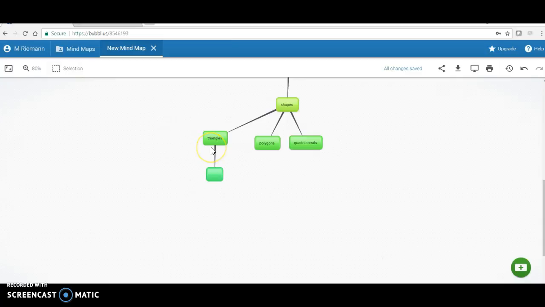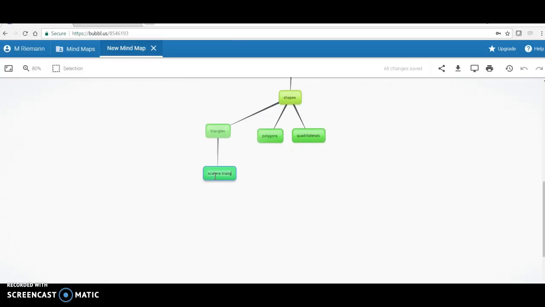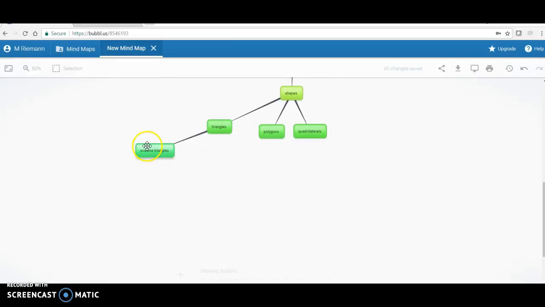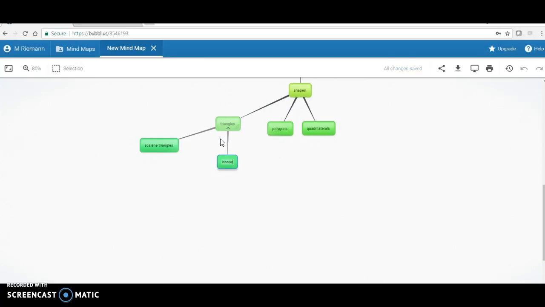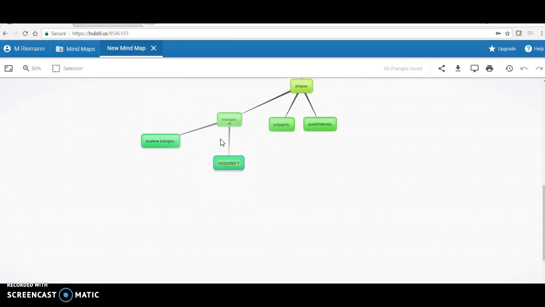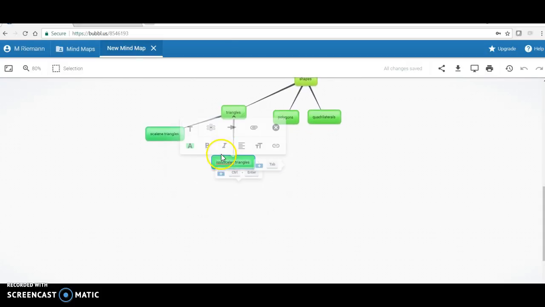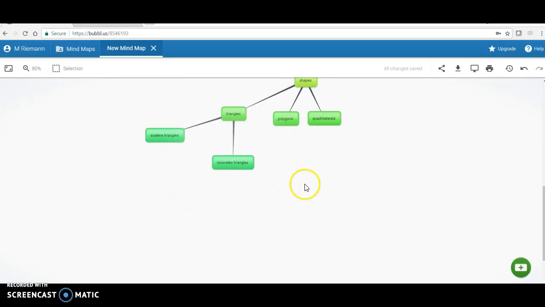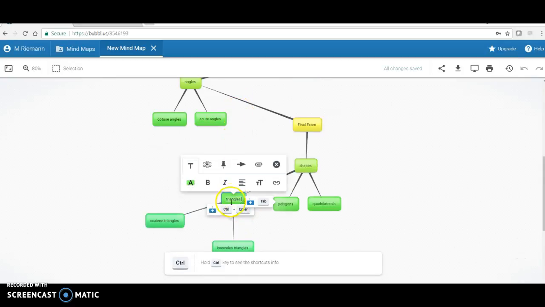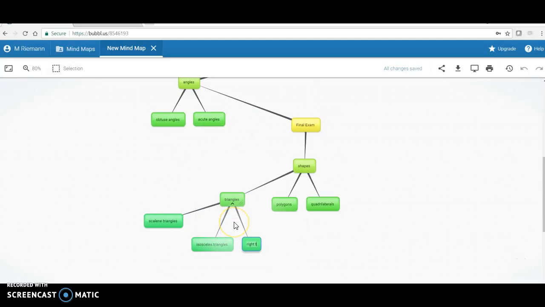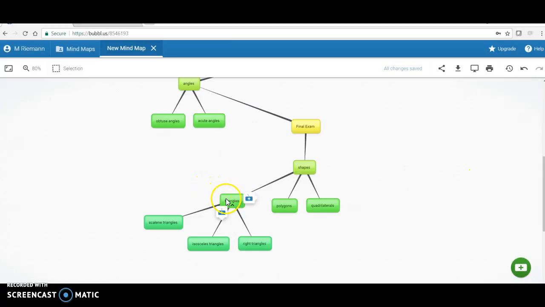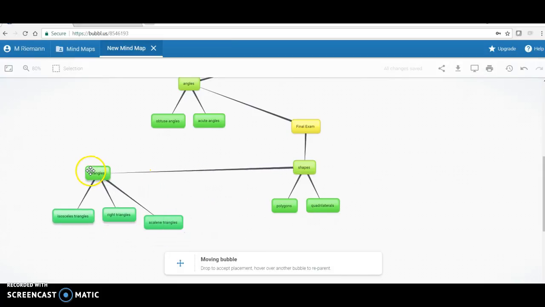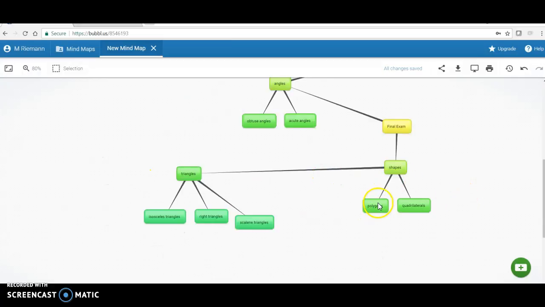So when we talked about triangles, we talked about scalene triangles, we talked about isosceles triangles, we talked about right triangles. Now I know that I'm going to have to add branches to all these and they're going to be in the way, so I'm going to move this out of my way so that I have room to branch off.